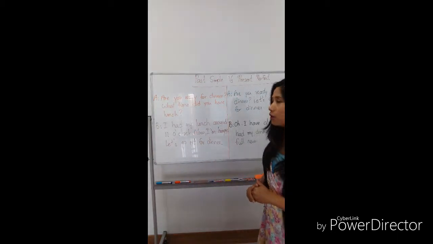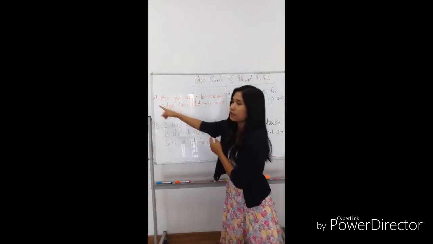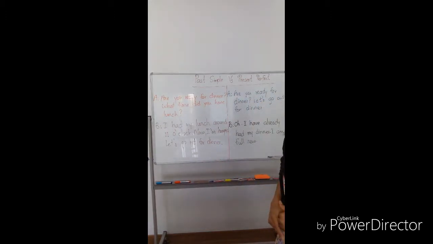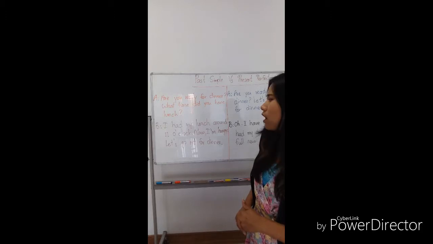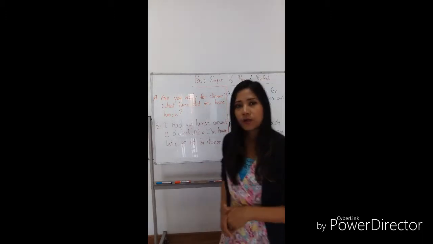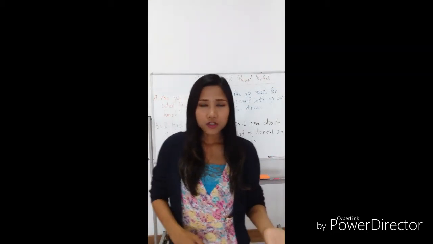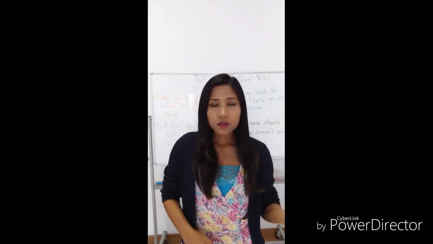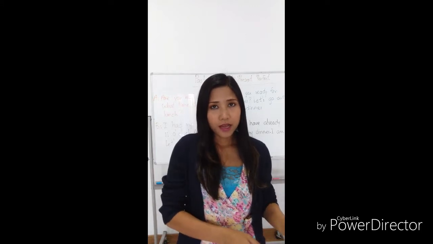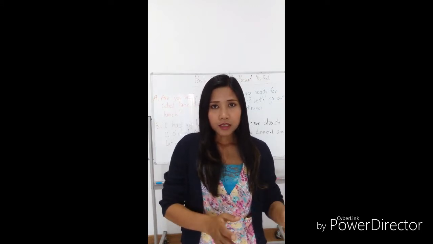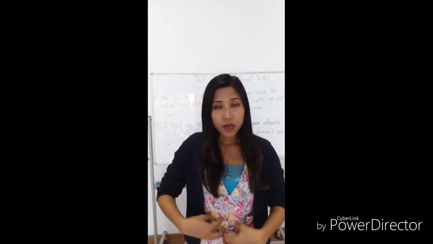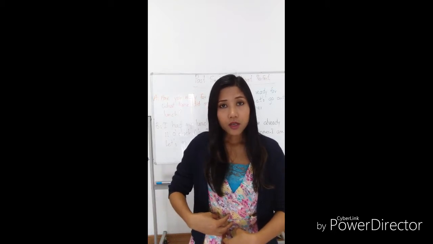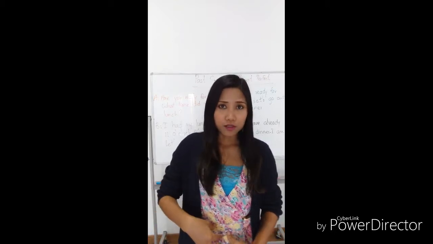So the first example is person A said, "Are you ready for dinner? What time did you have lunch?" Person B answered, "Oh, I had my lunch around 11 o'clock. Now I'm hungry. Let's go out for dinner." When you say that I had my lunch around 11 o'clock, the action started in the past and finished in the past already, but you don't have the result. You have no food in your stomach. That's why you are hungry and you're ready for dinner. Come on, let's go out.